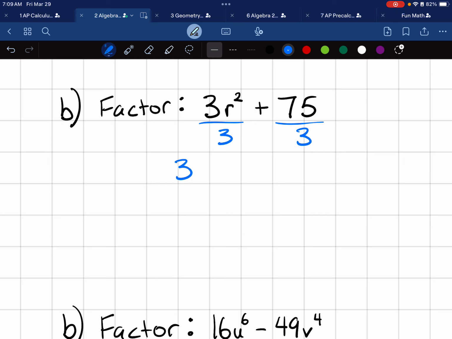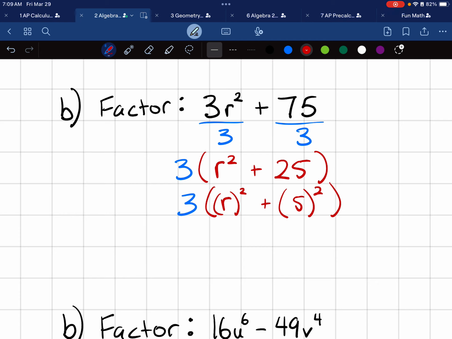When I do that, I'm left behind with a 3 times r squared plus... Okay, well, if I have 75 cents and I have 3 coins, that means each of them are a quarter. So 25 cents times 3 is 75 cents. All right, and then it's very tempting to say, okay, well, I can say it this way. I'm going to probably erase this in a sec, but you can say it's 3 times r squared plus 5 squared, right? I can go ahead and do a conjugate pair here.